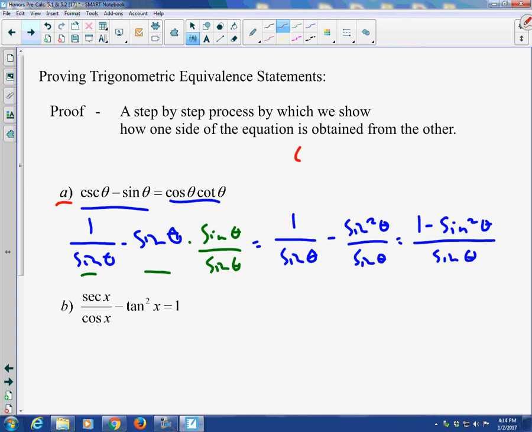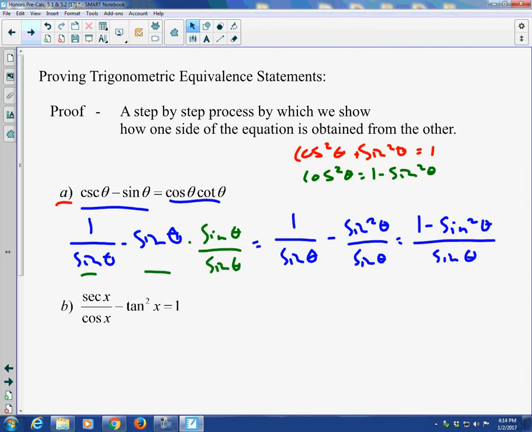And right here what we're saying, of course, is that cosine squared theta plus sine squared theta equals 1. And we already know from the previous page that when we subtract sine squared theta from both sides, we've got cosine squared theta equals 1 minus sine squared theta. So right here, we can make that substitution and get our cosine squared theta for our 1 minus sine squared theta over sine theta, not sine squared.